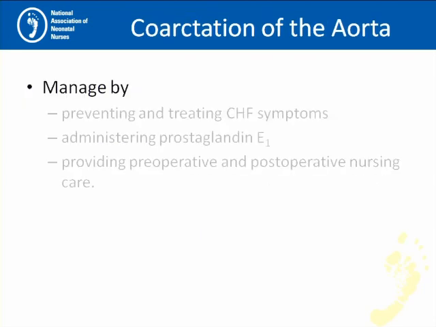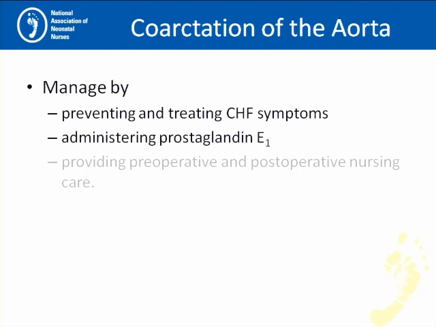We manage this by preventing and treating congestive heart failure, administering prostaglandin E1 to maintain ductal patency if the constriction is at a level of ductus, and providing preoperative and postoperative nursing care. Surgical repair by resection of abnormal segment and anastomosis or subclavian patch across the area of obstruction is usually done when the infant is between 3 and 5 years of age, if symptoms are manageable.